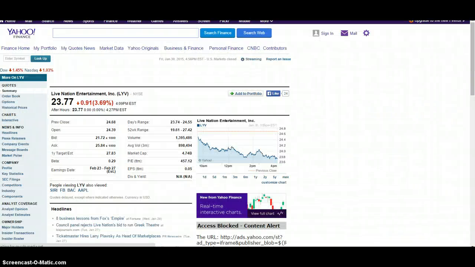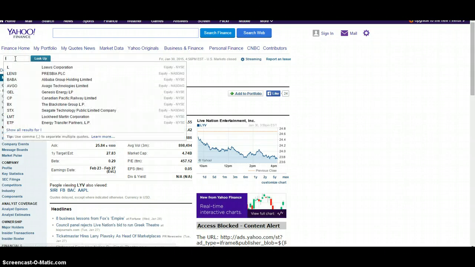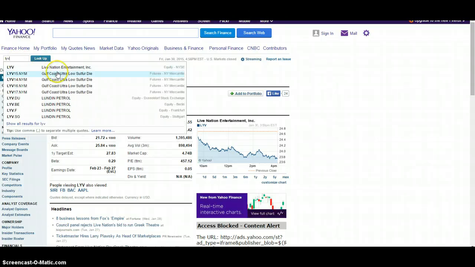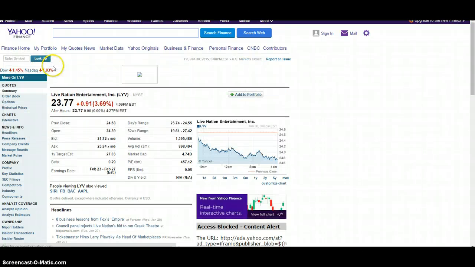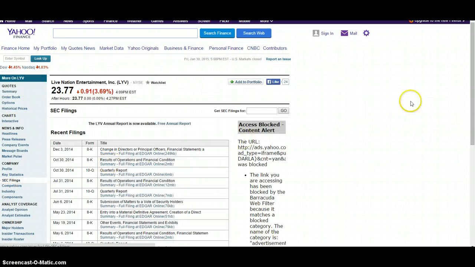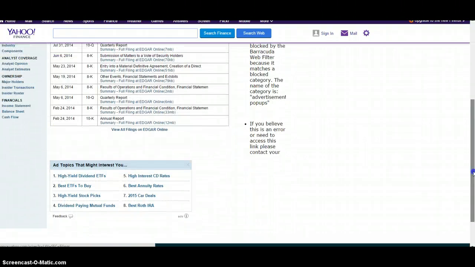Now, we're going to look at another way of accessing the 10K data using the same company. LYV is a symbol for Live Nation Entertainment. And so what you do is you go here, this is Yahoo Finance, go down to SEC Filings, and then go down to 10K.